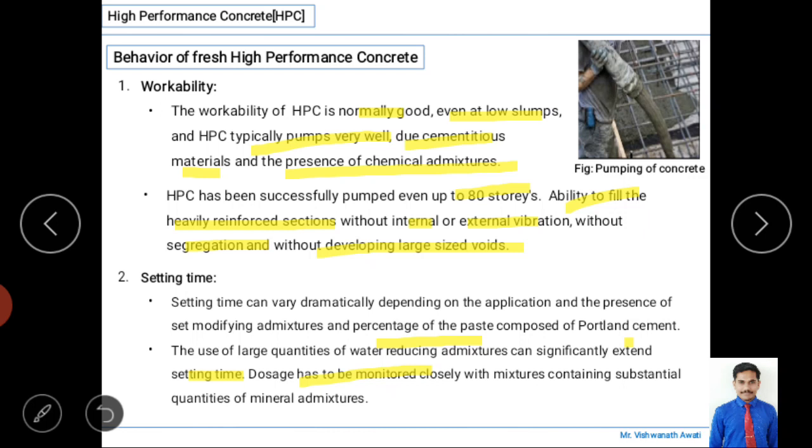Additive materials are mineral admixtures, and even with other admixtures, an excess amount of chemical admixtures is also dangerous. So you have to take care about it. Setting time mainly depends on the use of chemical admixtures and even mineral admixtures, and mainly it is because of chemical admixtures such as retarders.